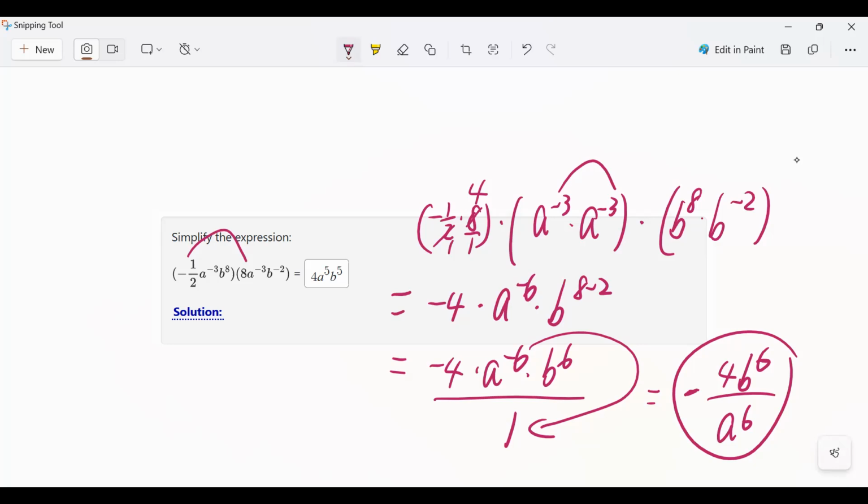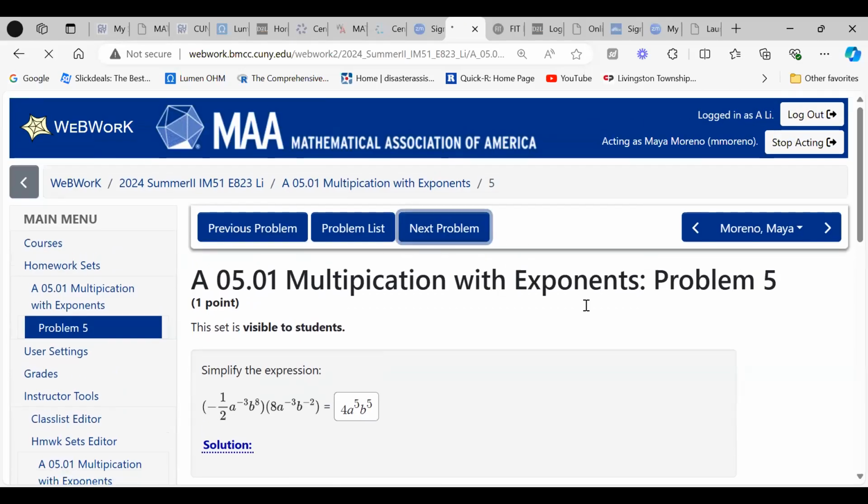When you have this, always split it out. If it looks very complicated, break it down into different parts. Like the number goes together, the exponent of base a goes together, the exponent of base b goes together. That will simplify the procedure. Okay. Yeah, let's take a look at the next question.